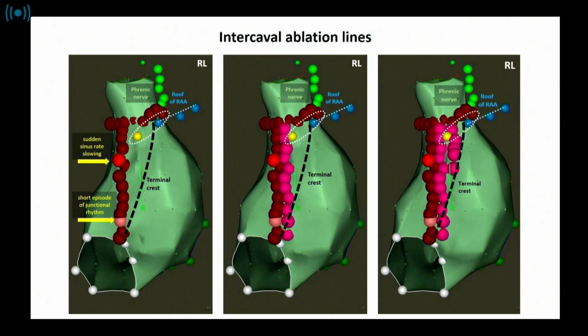And I believed that there would be no effect, but the opposite was true, because when we started cranially and went to IVC down, and when we reached the upper third of this ablation line, we had sudden sinus rate slowing, and we continued down, and when we were very distant from sinus node, there was a short episode of junctionalism. But it resolved in a couple of minutes, and of course, sinus rate was a bit slower, but the drop was not so huge.